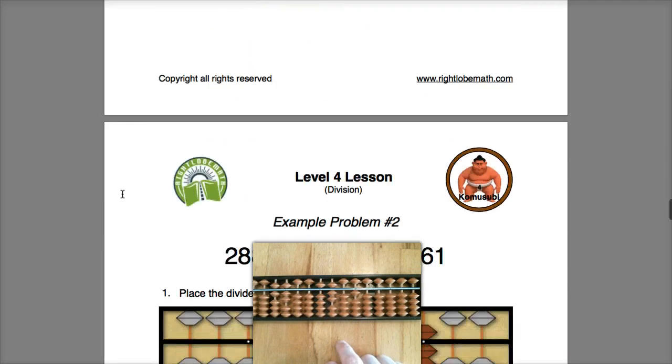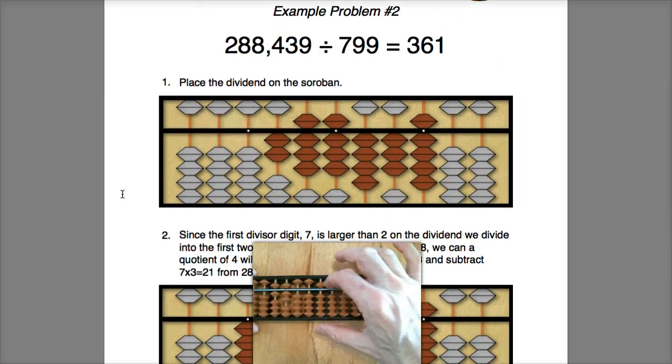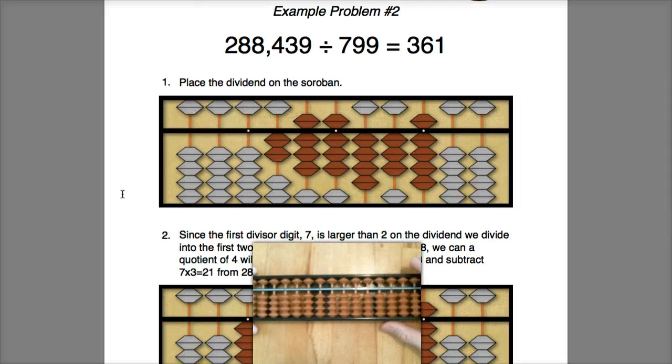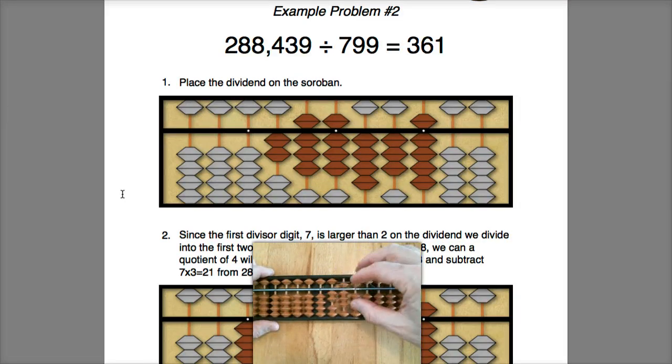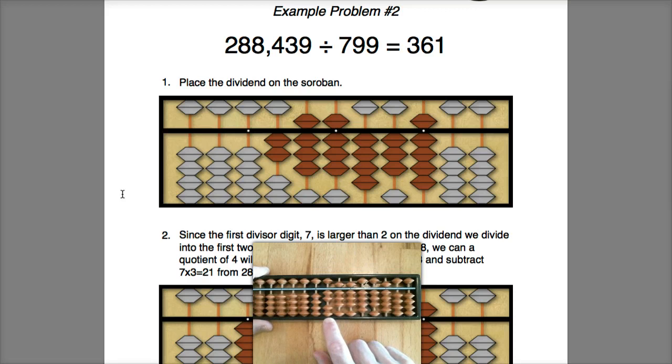All right, let's jump into a second example problem. This time around, we're going to have 288,439 on the Soroban, and we're going to divide that by 799.